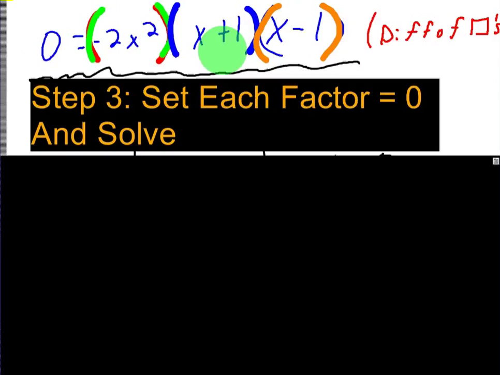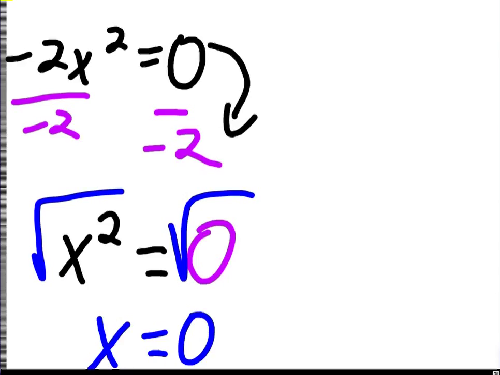You guys notice that the first one's going to be equal to 0. Some of you might not have seen that, so I'll show you why. When you set the first factor equal to 0, you don't really have to do the work, but let's do it anyways. Divide by -2, right? But what's 0 over -2? Just 0. Take the square root, 0, 0, 0.